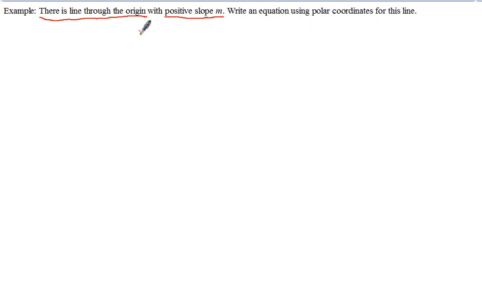So if it goes through the origin, it's a line, it'd just be y equals the slope m times x, and you wouldn't have a plus b for the y-intercept because it goes through the origin, which means the y-intercept is just 0. So to help us write the equation for this, write an equation using polar coordinates.